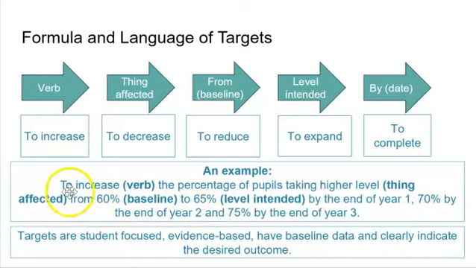So again, the example is to increase the percentage of pupils taking higher level from 60% to 65% by the end of year 1, 70% by the end of year 2, and 75% by the end of year 3. So we start with the verb, then the thing affected, then from, so the baseline, then the level intended, and then by, the date.